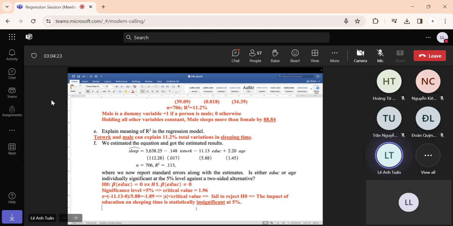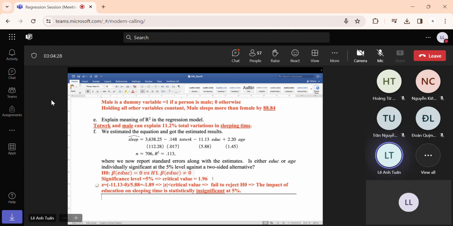So this is the way we test for education, and similarly we also test for age here. We would like to say whether the coefficient equals 0 or is different from 0, because we would like to test whether it is significant or not. Significant means different from 0. Sometimes they also ask us to test whether the coefficient is larger than 1 or smaller than -1. But if they just ask us to test significance, that means we test whether it equals 0 or is different from 0.